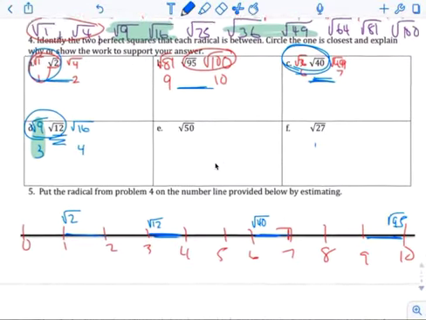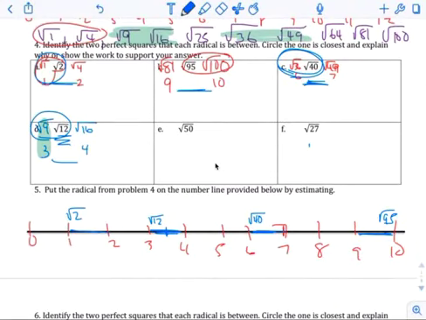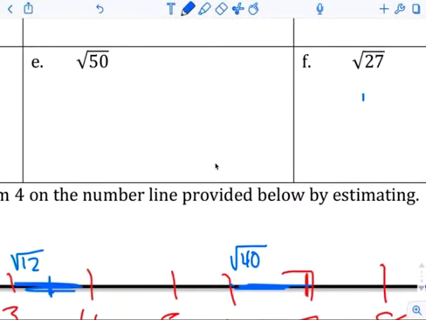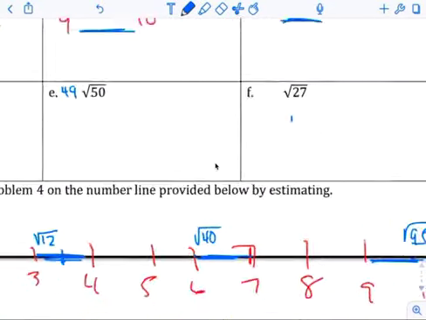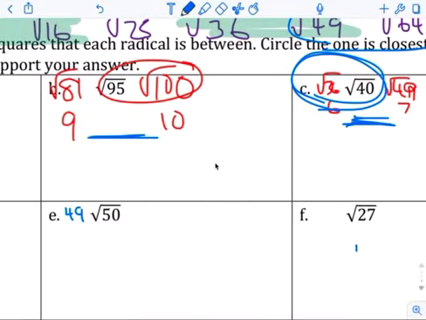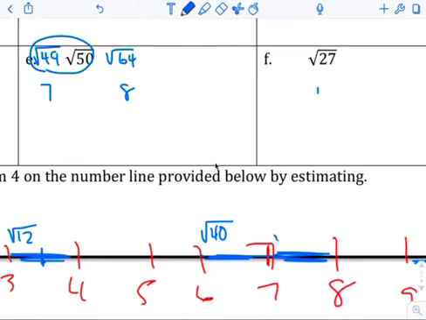If I had to put it anywhere, probably right in the middle because it's almost right there. Okay. This is 49. Square root of 50 is between 49 and 64. Closer to the square root of 49, which is 7 and 8. It's between 7 and 8, closer to 7. Right there.